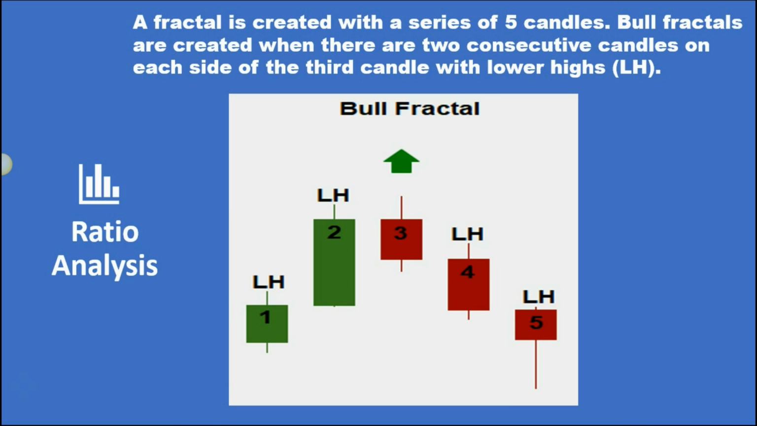So a fractal is created with a series of 5 candles. All right, bull fractals are created when there are 2 consecutive candles on each side of the third candle with lower highs. Lower highs on both sides of this third candle make this into a fractal. Had this candle not finished developing and had a higher high, then it would have been no fractal here. But as it starts out, it shows this as a fractal. And if it closes that way, it stays a fractal. If it doesn't close that way, it won't show that as a fractal, and therefore it is not repainting itself.